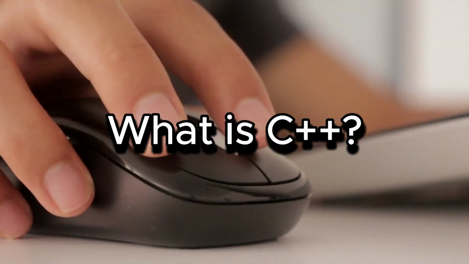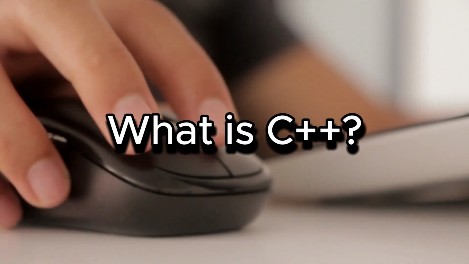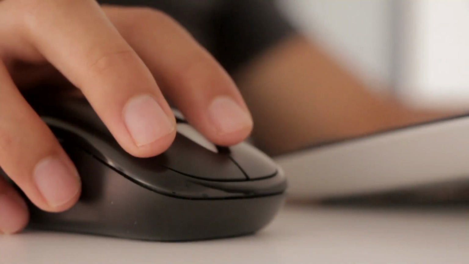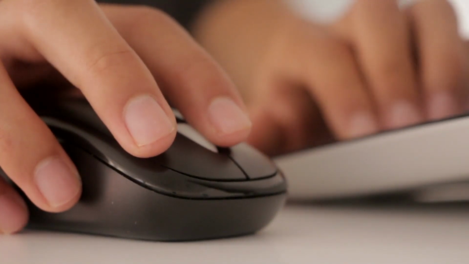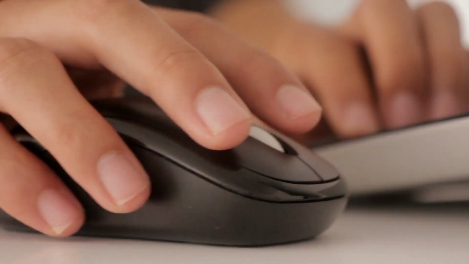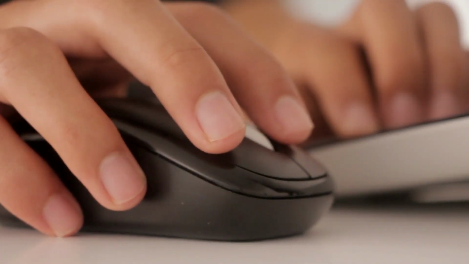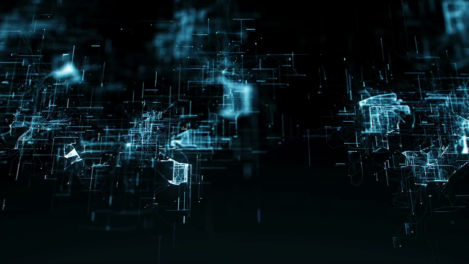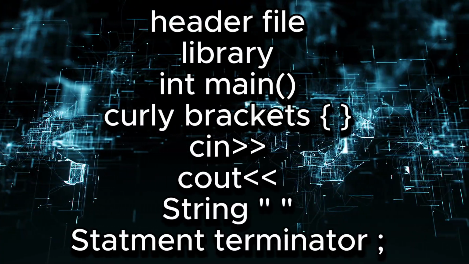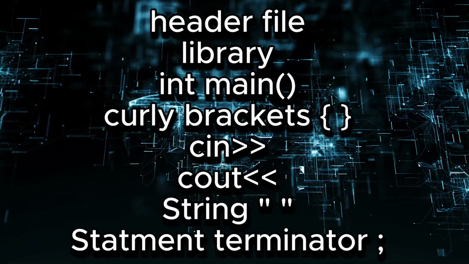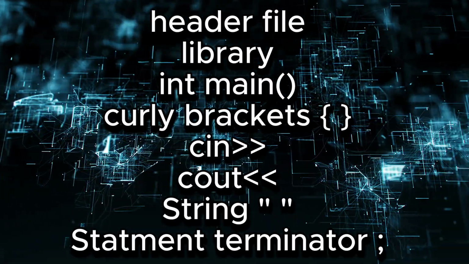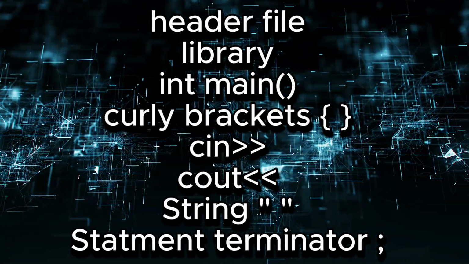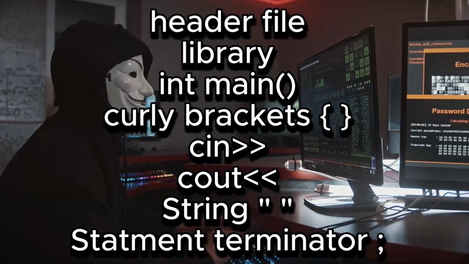C++ is a computer programming language used to create software, applications, and games. It is powerful, fast, and easy to learn, which makes it one of the most popular languages for beginners as well as professionals. In today's video, we're going to learn the basics of C++ like header file library, int main, curly brackets, main body of the function, cin, cout, and strings.